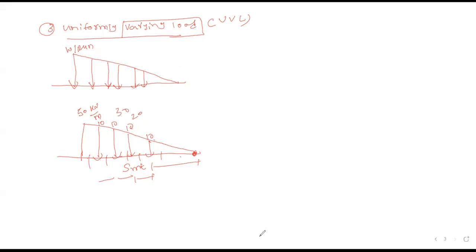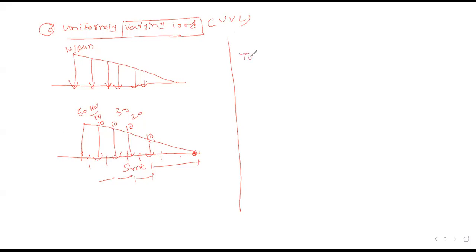Now our main intent is to determine the total load of the uniformly varying load, as we have discussed in yesterday's lecture. Total load of any particular load is nothing but the area consumed by that particular object. Yes or no? How much will the total load be? It can be said to be equal to the area.